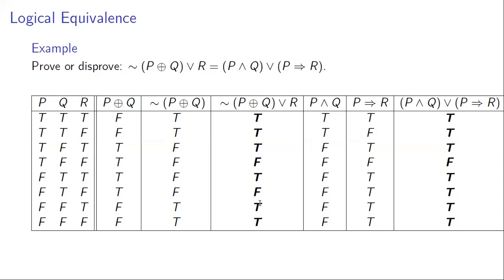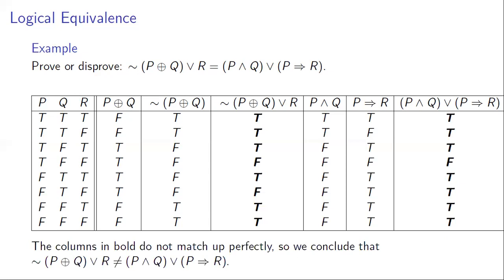Now we compare these columns that are in bold. They seem to line up pretty closely, except that here they don't quite line up. For this third to last row, they don't match. Since the columns in bold do not match up perfectly, we can conclude that this statement is not logically equivalent to this statement. So we have disproven the original claim. We had a claim that they're equal, we were asked to prove or disprove it, and we have now disproved it.